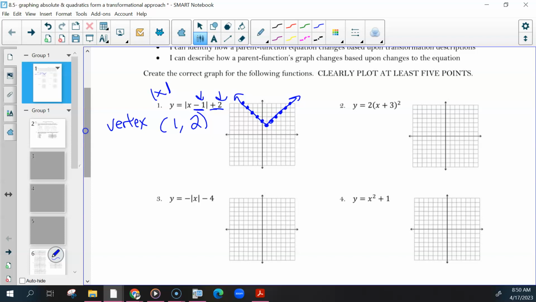If you want to write the transformations off to the side of what happened, how you got your vertex, it would be a horizontal shift, right 1. So again, not necessary, but you can write this. And a vertical shift up 2. That's how we got those 2 numbers, or by looking at the equation, either or.